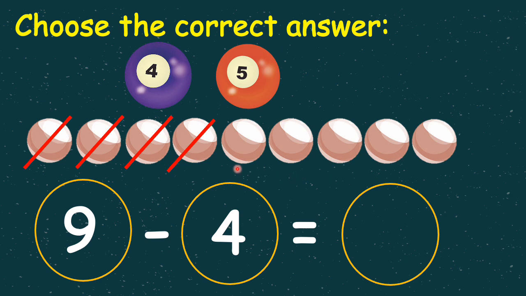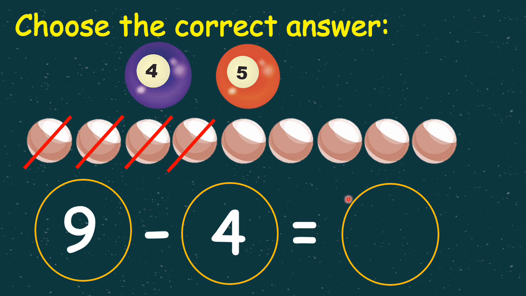So how many balls are remaining? 1, 2, 3, 4, 5. So which of the 2 is the correct answer? The 5 balls are remaining. So which one should we choose of the 2 balls? We need to choose the ball which has number 5 on it. So that's how we will be choosing the correct answer.